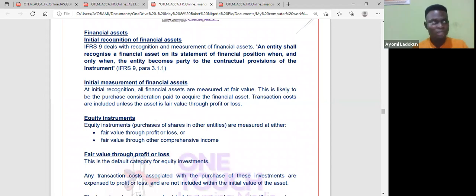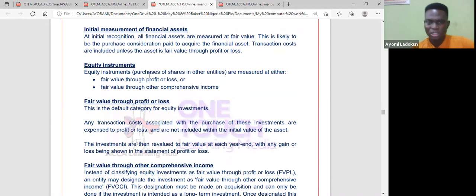So let's take a look at financial assets. Now, you can only recognize financial assets if an entity becomes a party to the contractual provision of the instrument. I've told you what financial assets are all about, if you remember. Cash and all of that. Now, financial assets are initially measured at fair value, okay? They are initially measured at fair value.